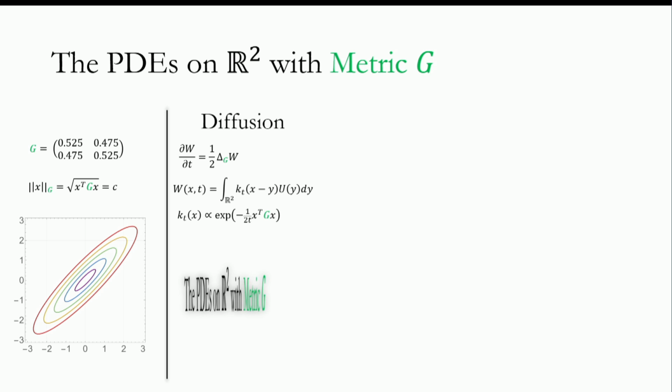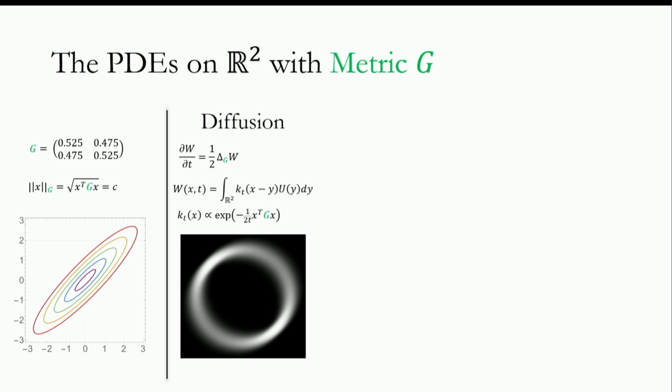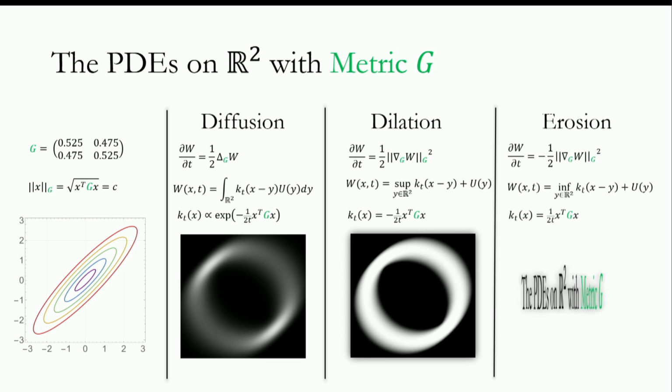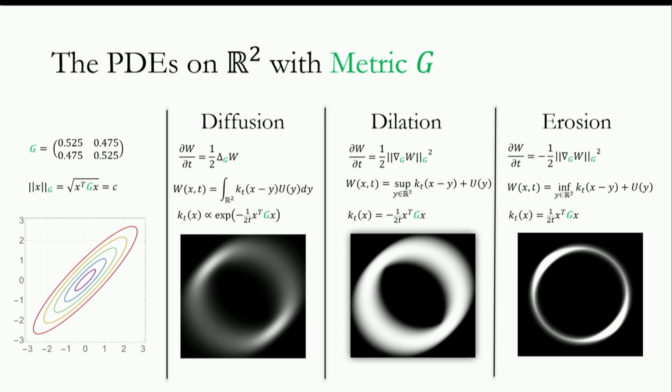And now we can look again at the effect of the PDEs, but now the effect of the PDEs is changed by the metric. And now you see that the diffusion only diffuses in the direction of the metric. It's the same thing with dilation. The dilation only dilates in the direction of the metric. It's the same with erosion, only erodes in the direction of the metric. So you can change the workings of the PDE by just tuning the metric parameters.